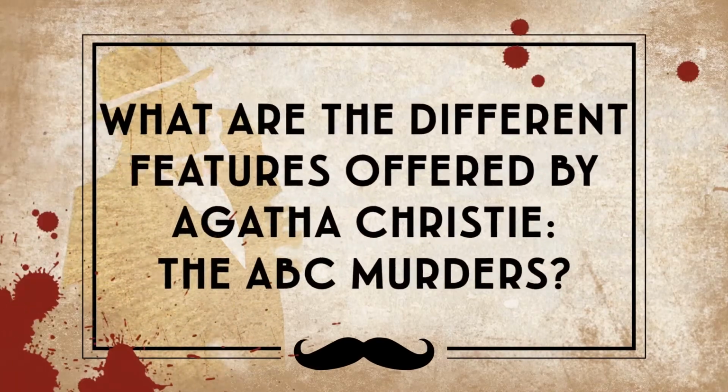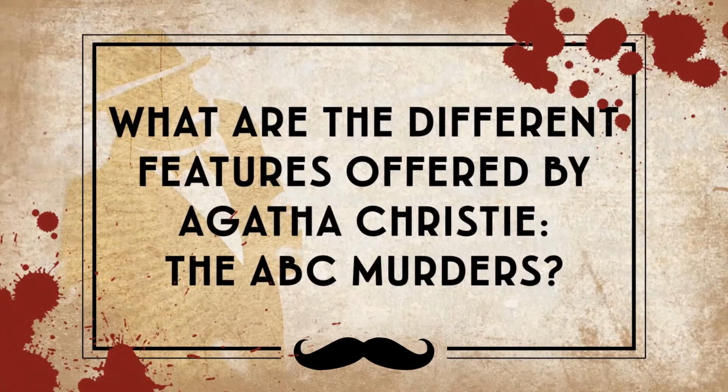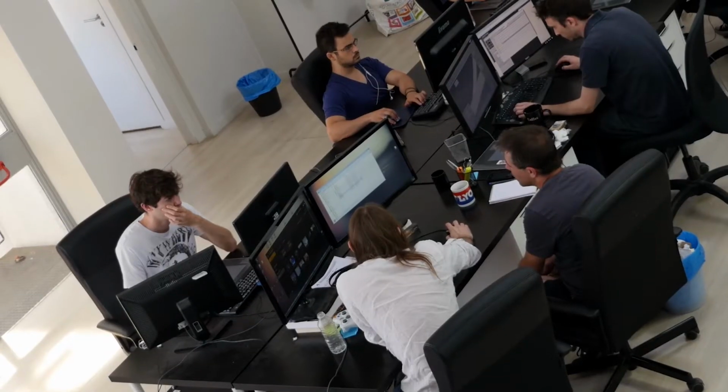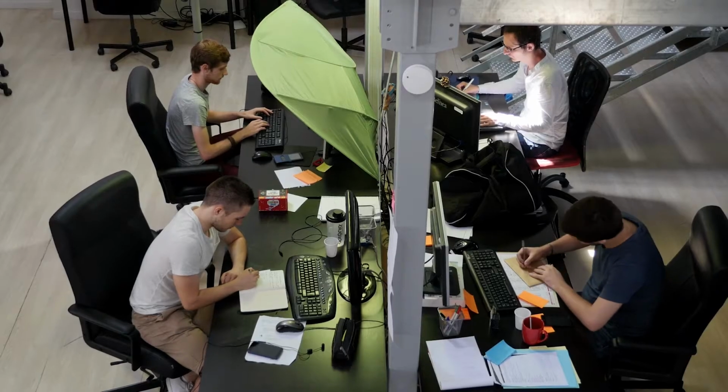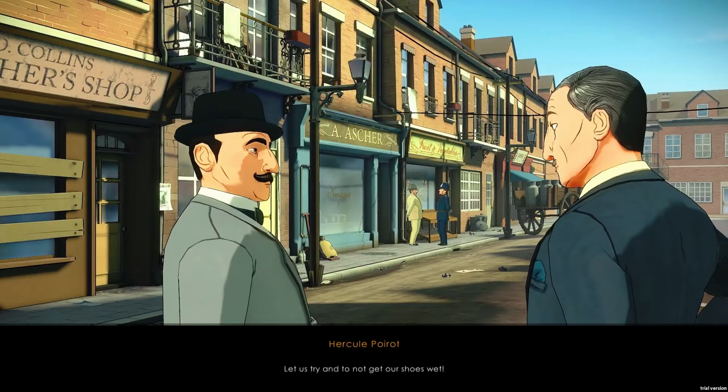What are the different features offered by Agatha Christie, the ABC murders? The work done on the game concept was essentially work on the gameplay mechanisms which best enabled the portrayal of the person of Hercule Poirot, who is a relatively strong character with very pronounced personality traits. Hercule Poirot was such an intellectual character that it was necessary to intellectualize as much as possible the game's mechanics. Hercule Poirot is not very manual, and he's even ever so slightly affected.